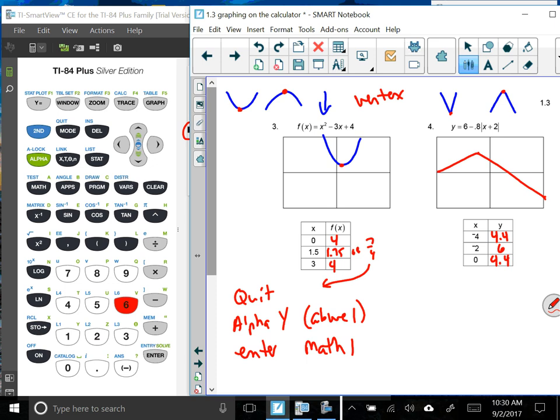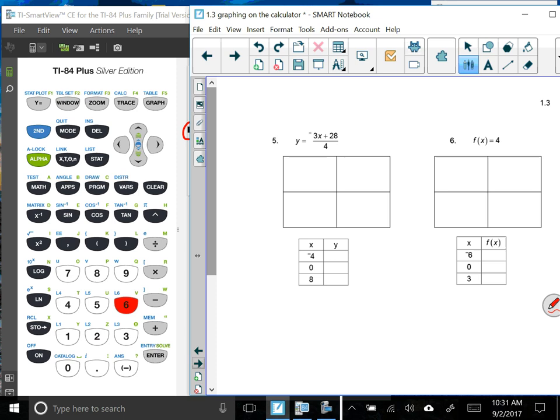All right. So I have 2 more, just because there's some interesting things about punching these into your calculator. Number 5 is going to be a line. There's no square root, there's no x squared, and there's no absolute value. It's going to be a line. But typing that in has caused people problems in the past. So I'm going to write down the 2 ways you can type this in. There's actually 3. I'm going to show you 2 of the ways you can type this in.